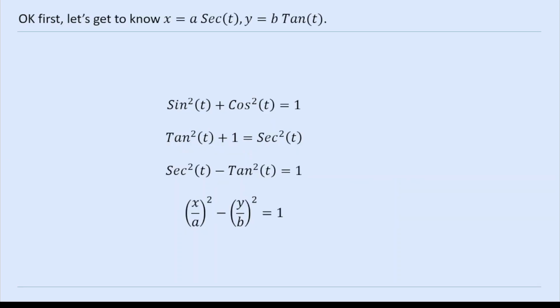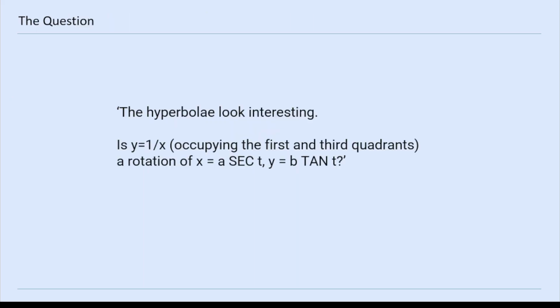this expression is a slightly more general form of the hyperbola because, of course, a and b are parameters that you can alter. But this lower parametric expression does rotate onto y equals 1 over x in the case when a equals root 2 and b equals root 2.